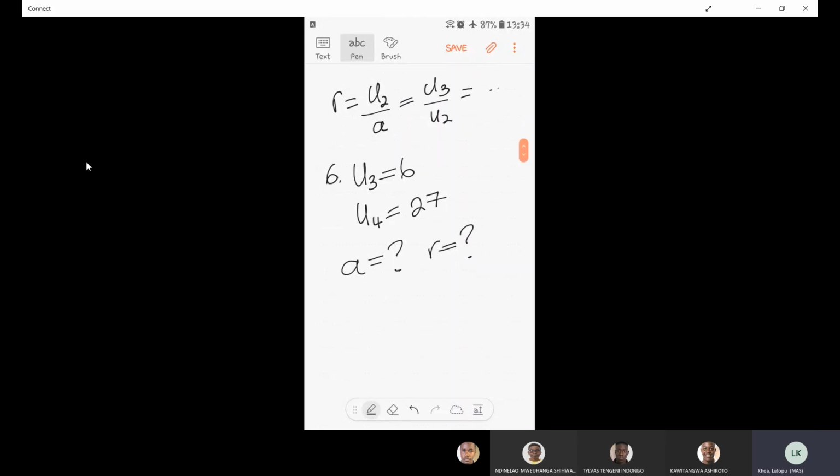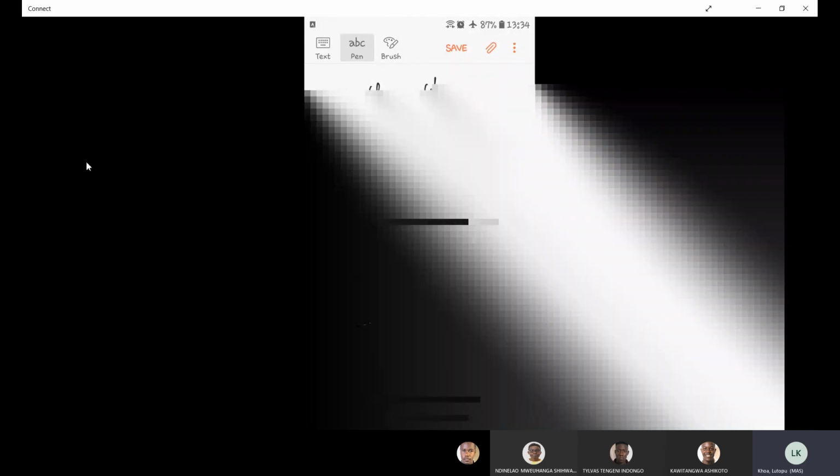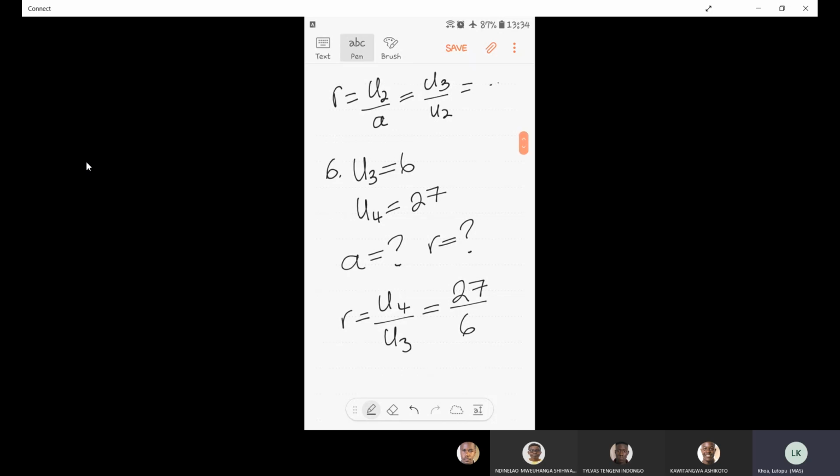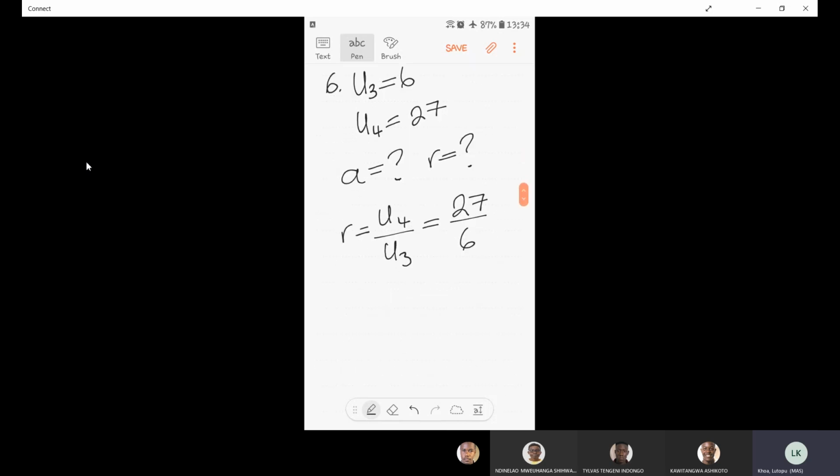So here we know that R is equal to U4 divided by U3. So this is 27 divided by 6. So you rewrite this in its simplest form. Here, 27 divided by 6 is 9 over 2. So your R is 9 over 2. Now we just need to work out the value of A.